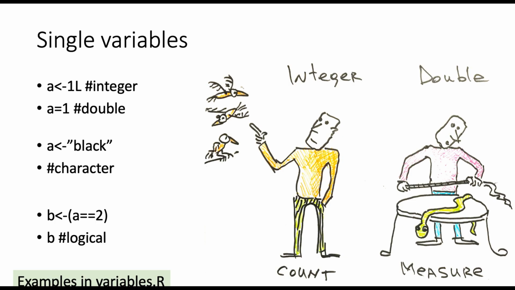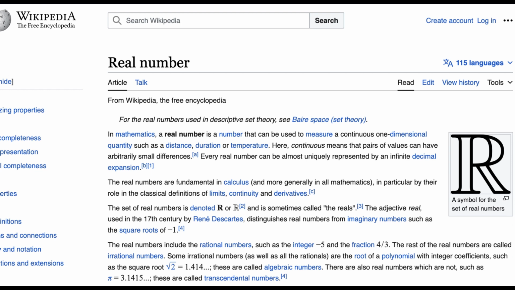Not everything is so obvious. For instance, among numeric variables, there are two types. One is integer, which is used for counting things, and the other one, called double, is to measure things. Double is actually a real number, unlike an integer. By real number, I mean this.